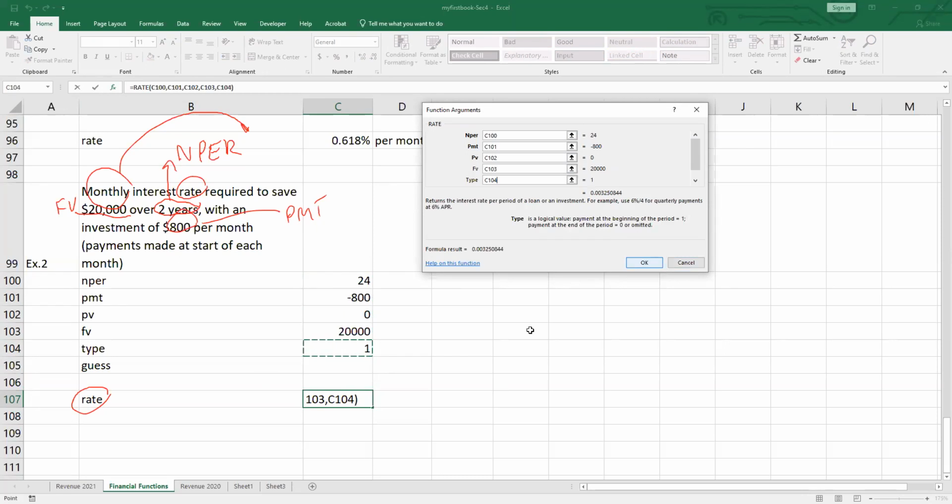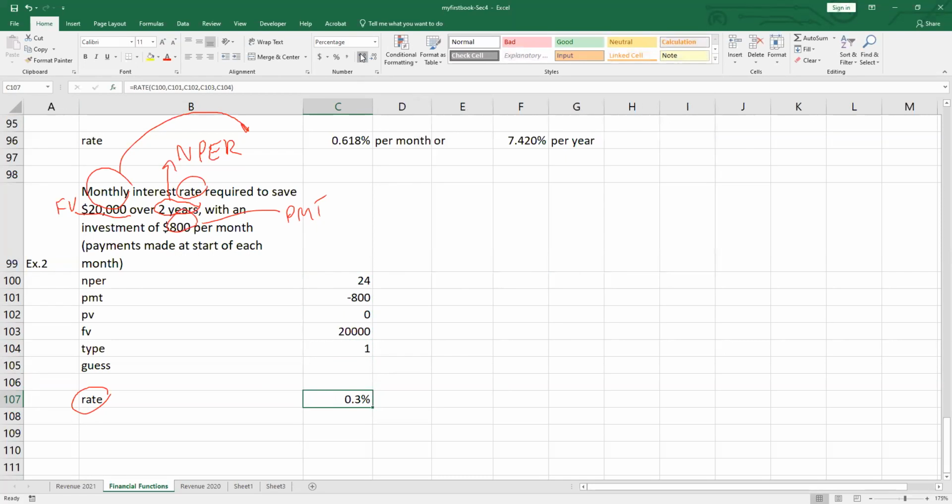So in this one, you can see that we get 0.325%. Interest rate per what? It depends on the number of periods that we calculate. You can see that all the units relate to months, so the interest rate will be the interest rate per month as well. So this is the answer for this example: the interest rate will be 0.325% per month.